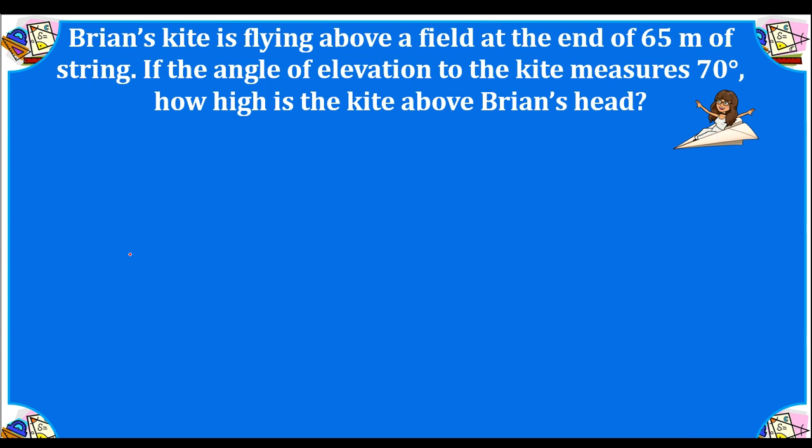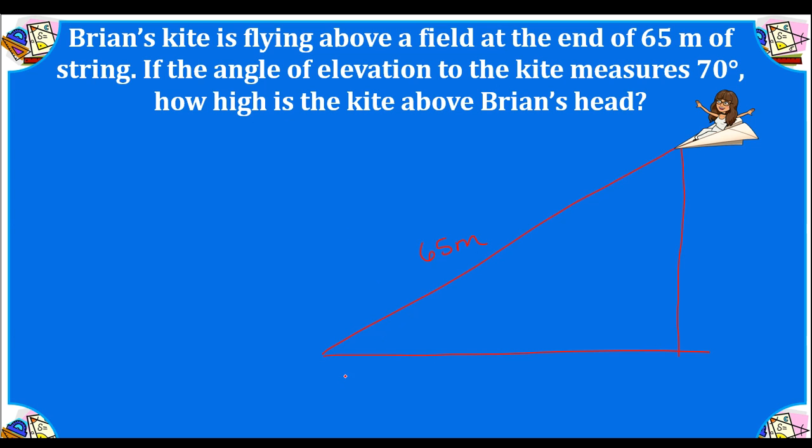Okay, now we're looking at some word problems where we're going to use trig functions and inverse trig functions, but we do not have a diagram. Brian's kite is flying above a field at the end of 65 meters of string. So here's our kite. This can be our string, 65 meters. Let's go ahead and create a right triangle.